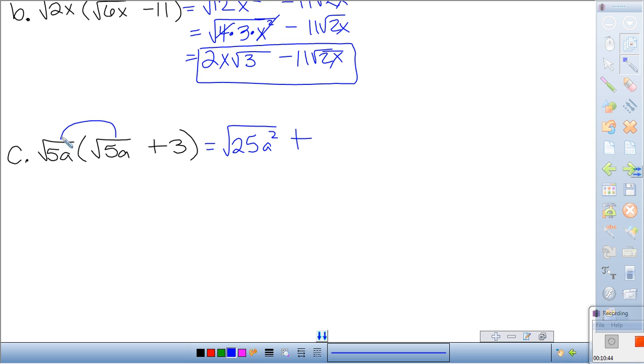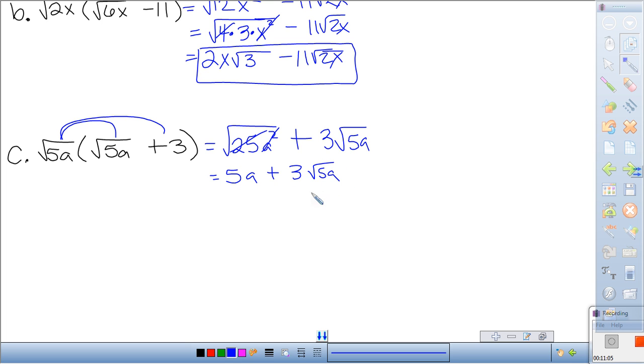Plus the square root of 5a times 3, remember just smush them together, 3 square roots of 5a. And that equals, what's the square root of 25a squared? Well, 25 is a perfect square. The square root of 25 is 5, and the square root of a squared is a. So there's nothing left under the radical, plus 3 square roots of 5a.